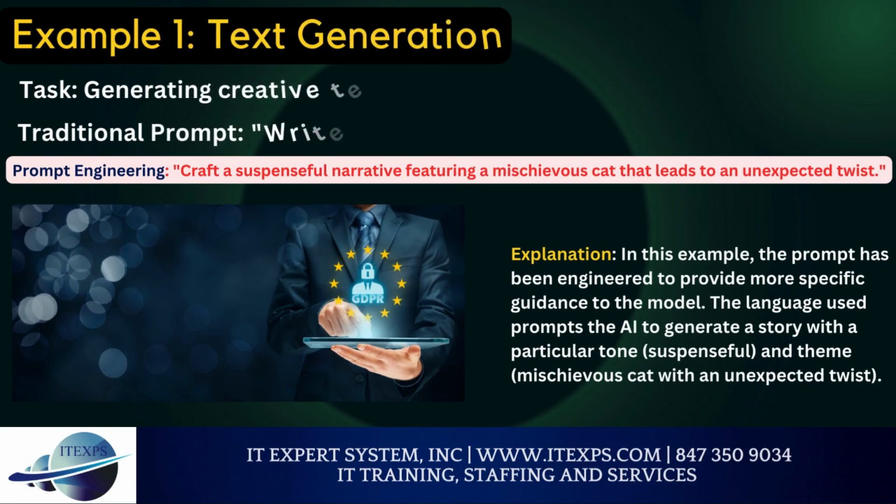Example 1. Text generation. Task: generating creative text. Traditional prompt: Write a story about a cat. Prompt engineering: Craft a suspenseful narrative featuring a mischievous cat that leads to an unexpected twist. Explanation. In this example, the prompt has been engineered to provide more specific guidance to the model. The language used prompts the AI to generate a story with a particular tone, suspenseful, and theme, mischievous cat with an unexpected twist.